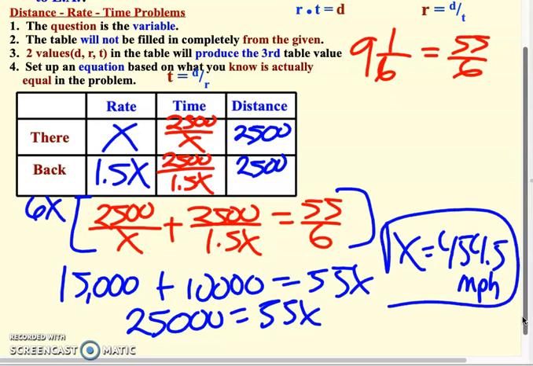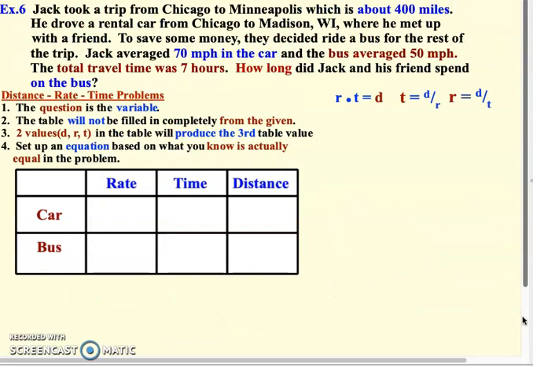So distance, rate, time, again, there's a lot of organization up front, but that organization pays off, especially in the table format. And then where's your equation? The only equation that makes sense. Okay, let's do one more of those, and we'll wrap it up here for part 2 of the notes.